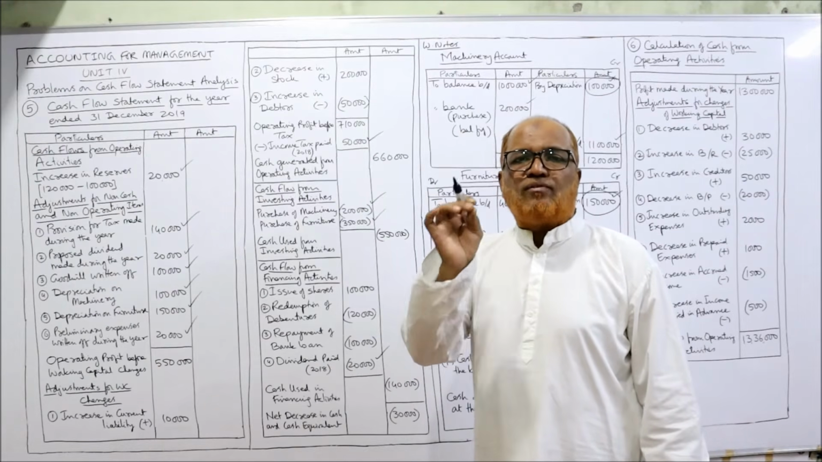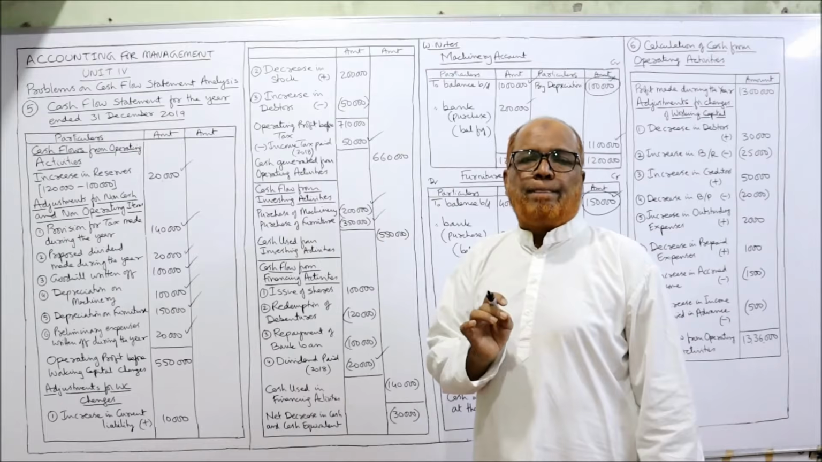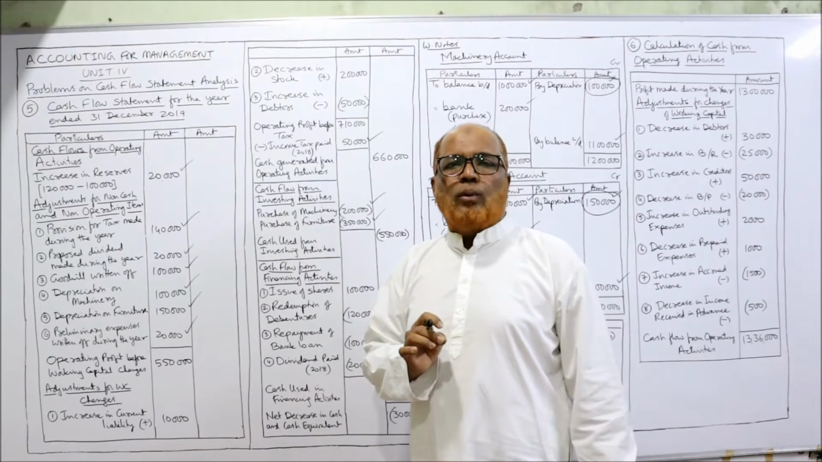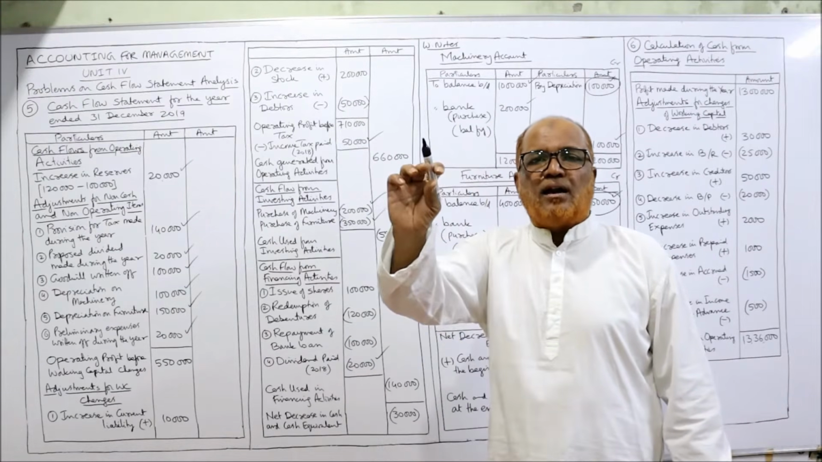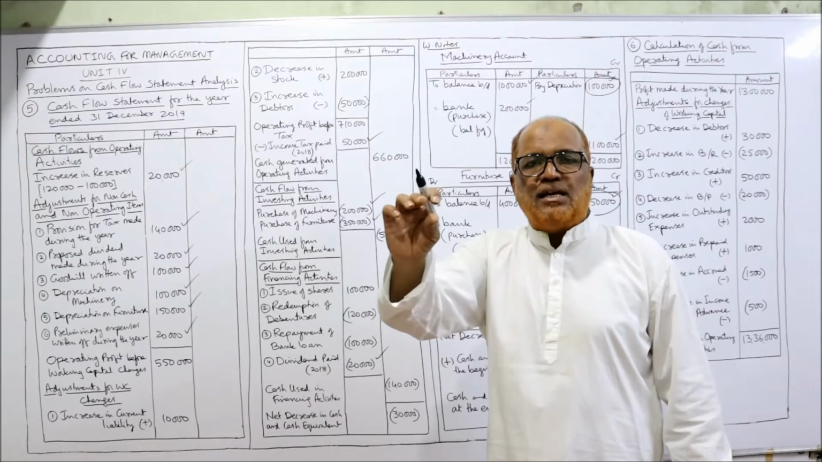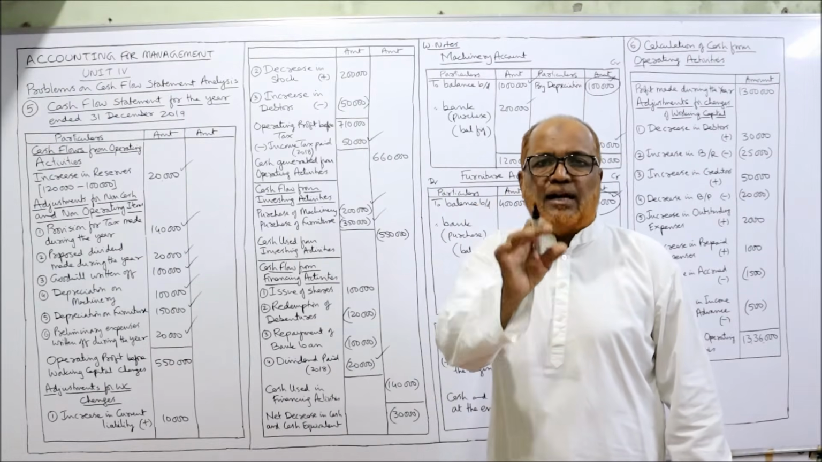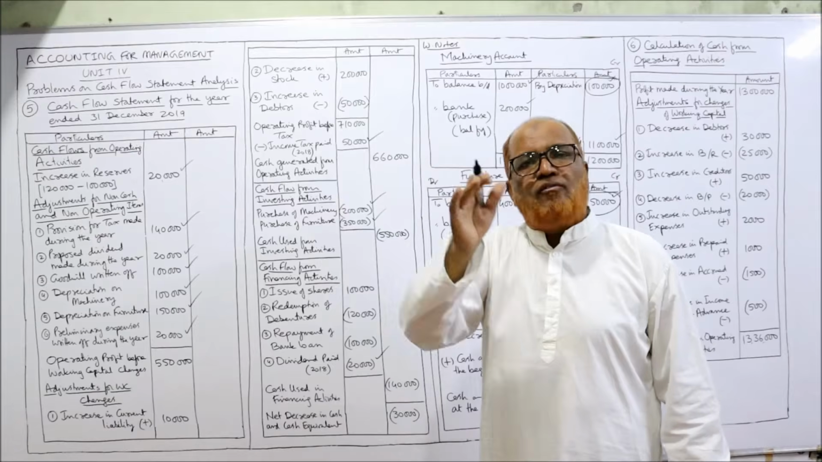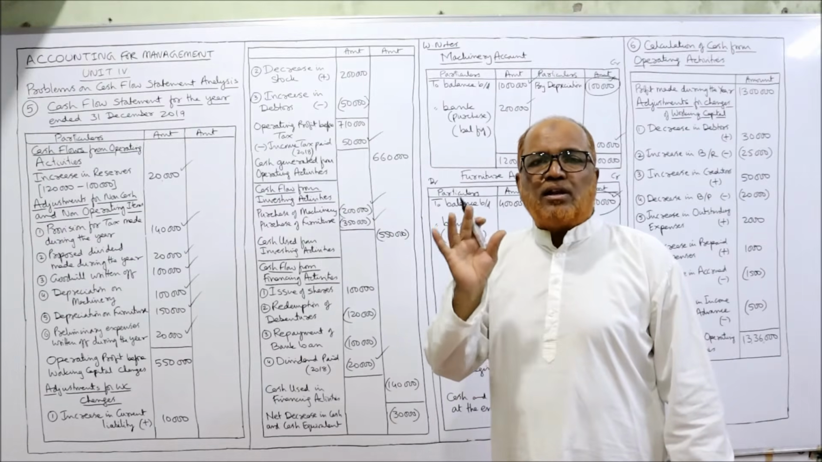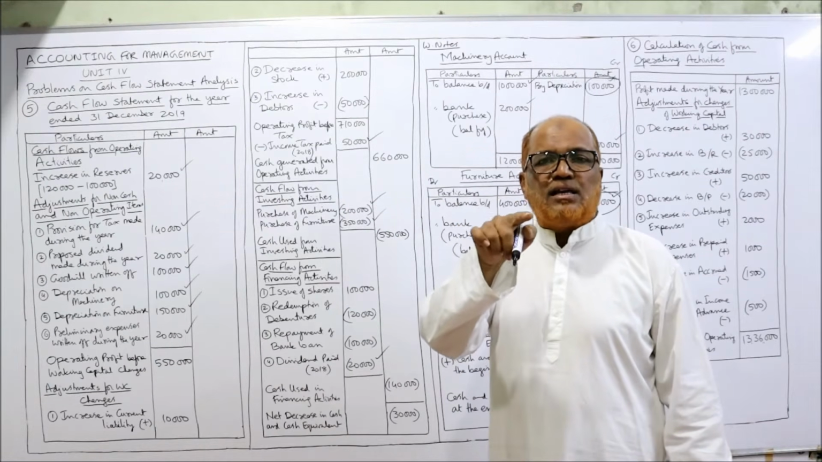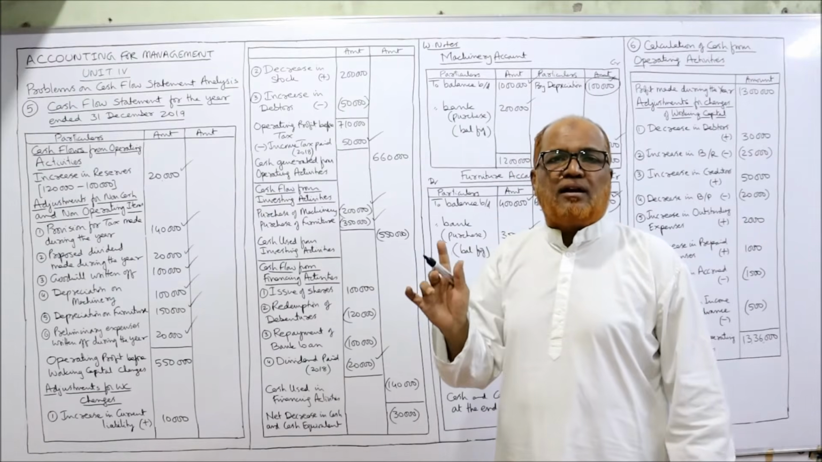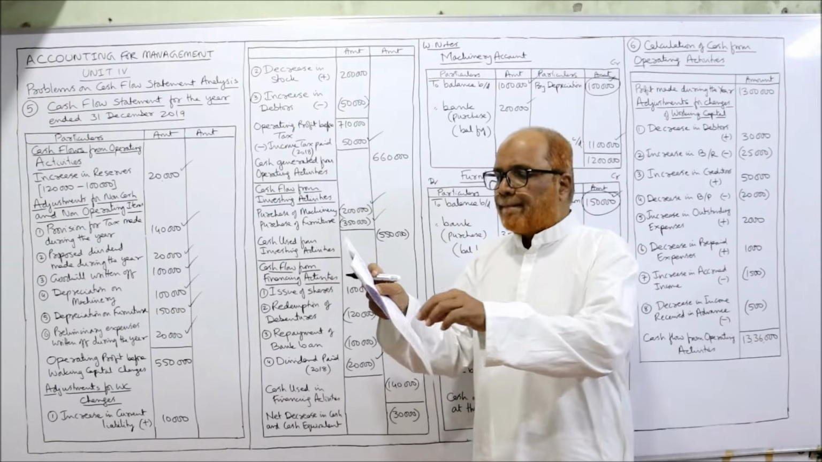Working capital consists of current assets and current liabilities. In the previous video I told you the rule: increase in current liability and decrease in current asset should be added. The opposite will be deducted. So what are the items to be added? Increase in current liability, decrease in current asset. Now individually we will see.